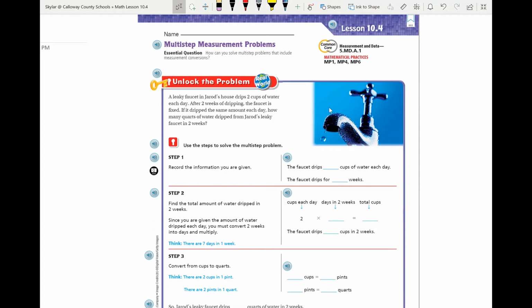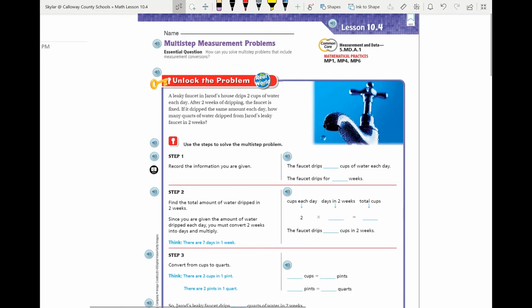What's up, everybody? We are going to do lesson 10.4 today, and that is multi-step measurement problems. So whenever you hear multi-step, you should remember that you need to be reading these and solving these one sentence at a time. Take your time. Do not skip steps, because that is what will mess you up.